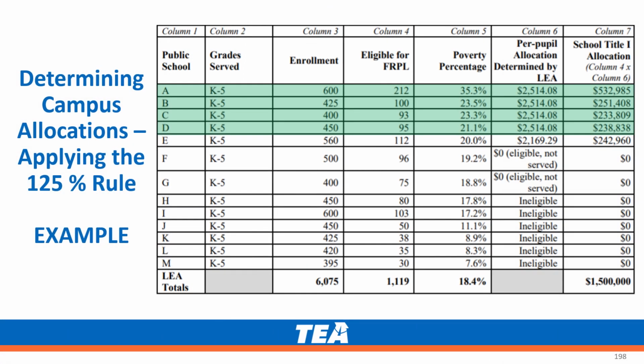Let's take a detailed look at an example in the form of a table. As shown in this table, this concentrates the allocations in the LEA's highest poverty campuses, which are campuses A, B, C, and D. School E, which has the highest poverty percentage after those campuses, receives the LEA's remaining funds. Campuses F and G were eligible, but since there were no funds remaining, the LEA was not able to serve them.